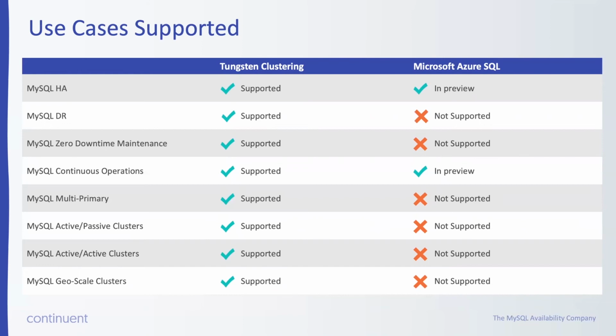Continuous operations, supported by Tungsten Clustering; Azure Flexible Server, that's in preview. MySQL with multiple primaries, one of the strengths of Tungsten Clustering. That's not supported in Azure. And when we get down to having active-passive clusters, active-active clusters, or Geo-Scale clusters, that's something that Tungsten supports out of the box, but is not a part of Microsoft Azure, at least not at the moment.